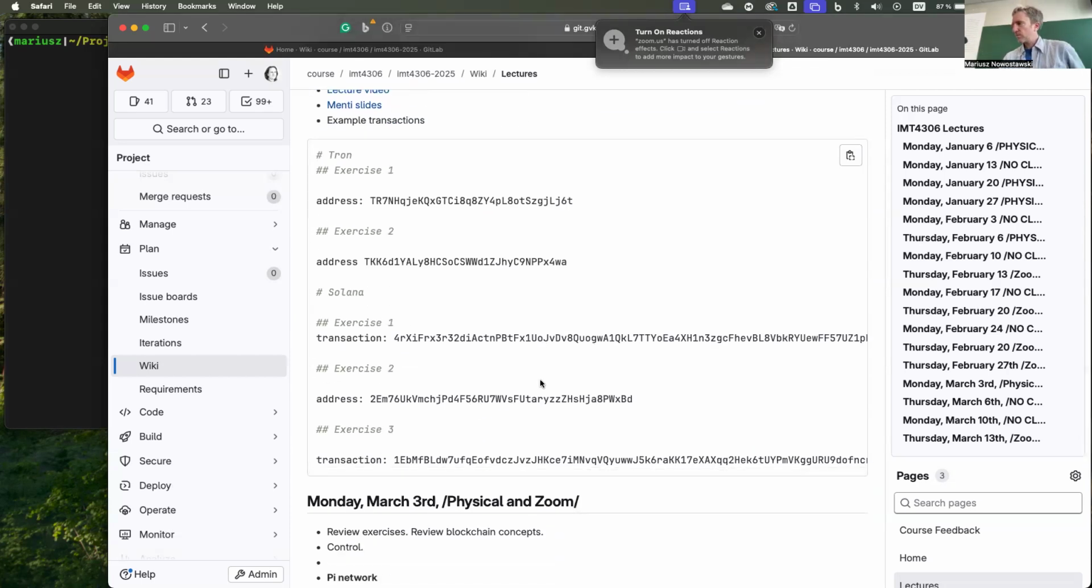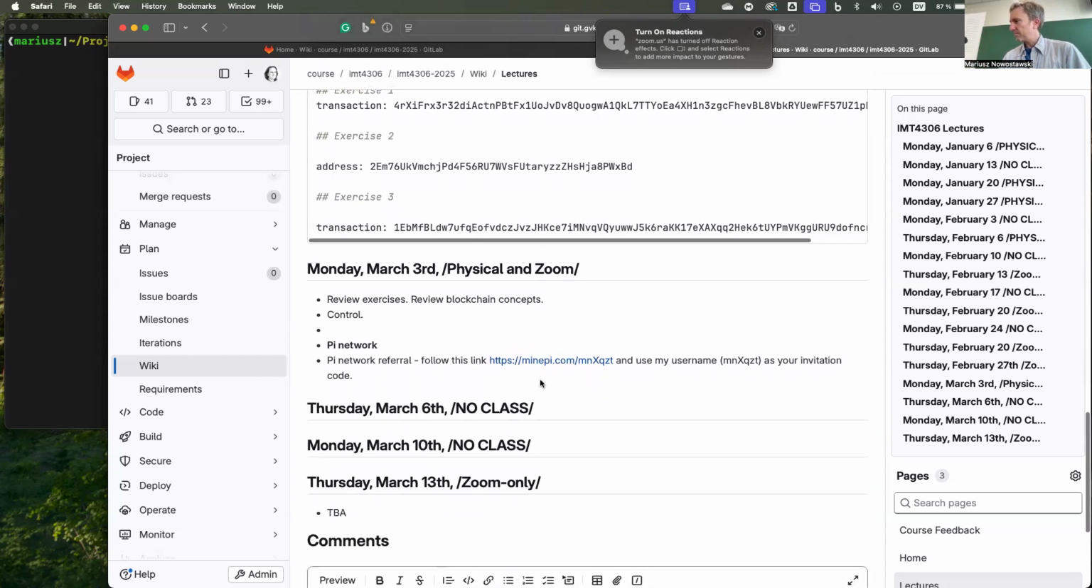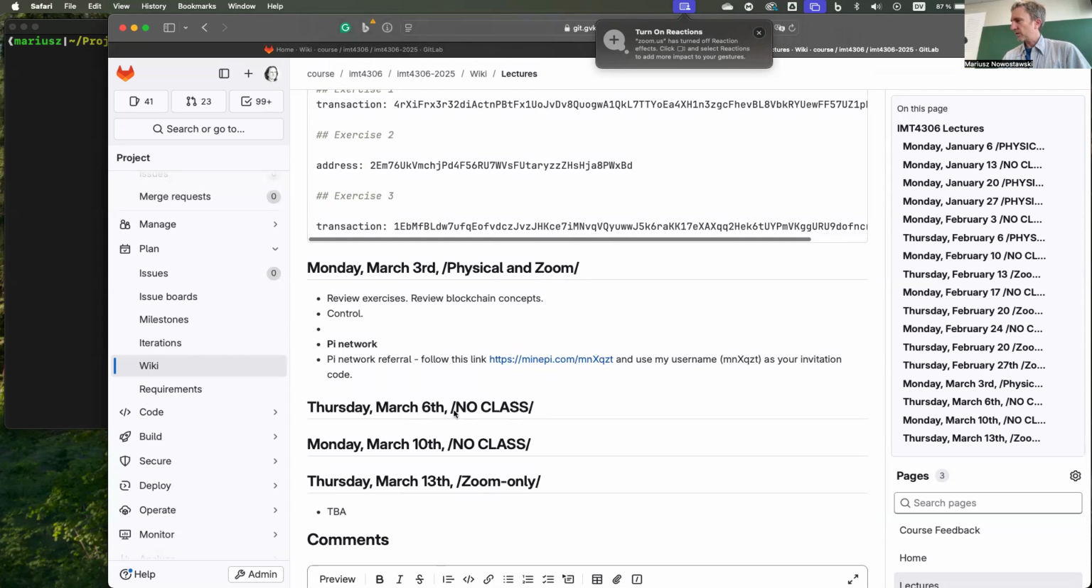Next week we will not have a course on Monday, and this week on Thursday. So we're meeting today, and then we have the next session on Thursday, 13th of March.